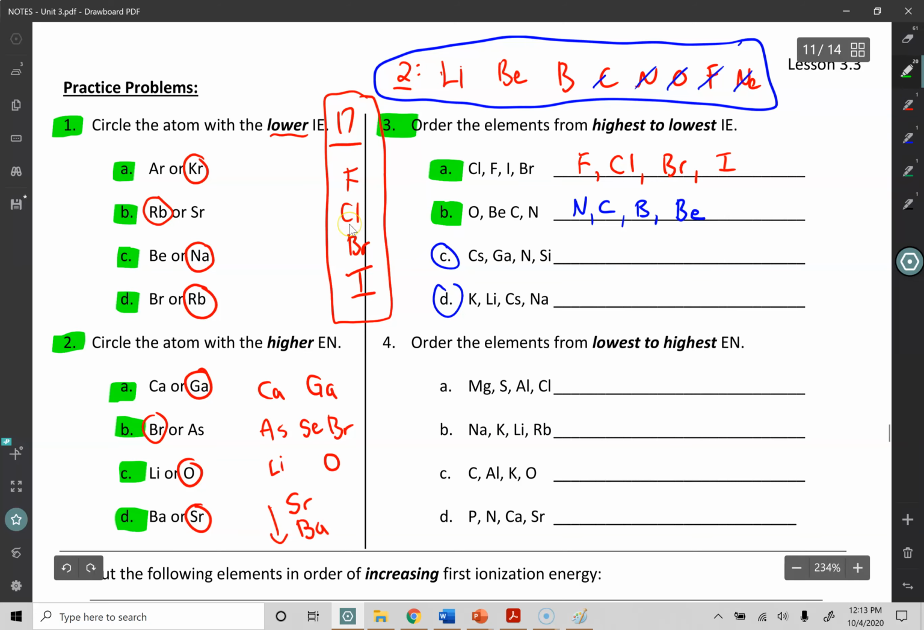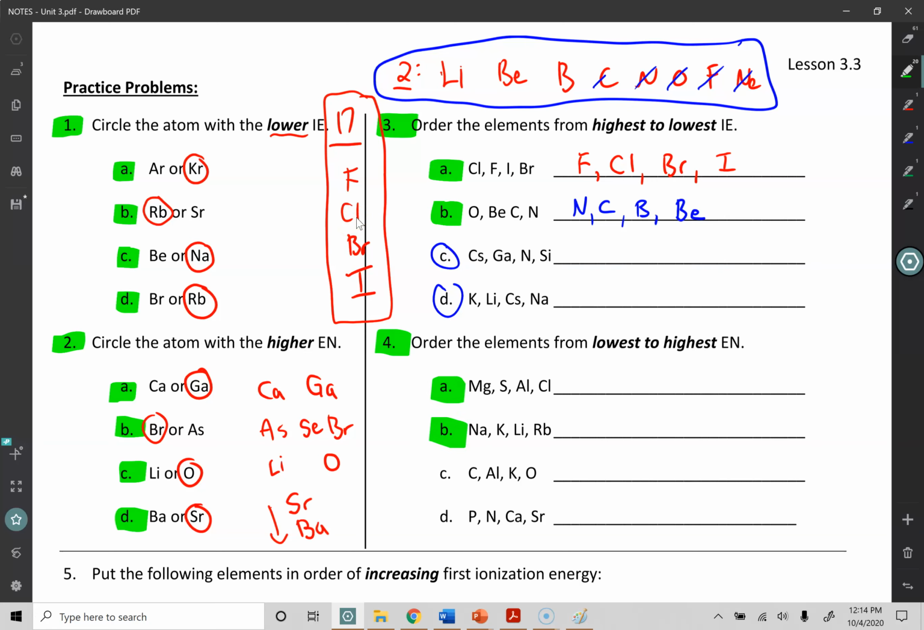And finally, to finish up with the practice problems, let's take a look at questions 4a and b, then we'll recap the trends. So pause it, try it out.